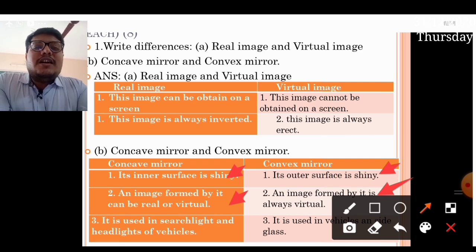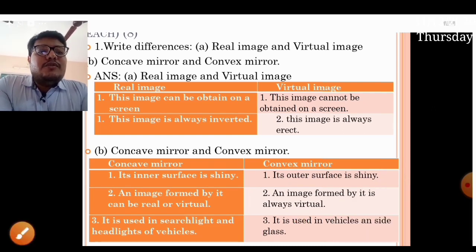Okay, now the third point, it is of application. So what is the concave mirror's application? Concave mirror is used in searchlights, right, and headlights of the vehicle. Here the convex mirror is used as a side mirror in vehicles, right? This is used as side mirror in the vehicle.